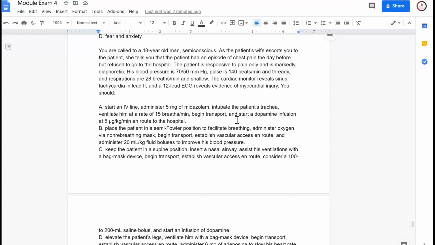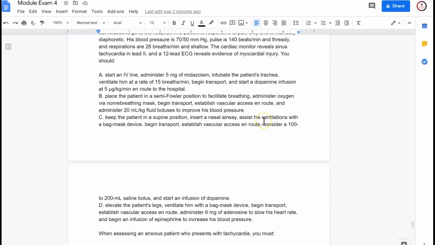Keep the patient in a supine position. Insert a nasal airway. Assist ventilations with a BVM. Transport. Consider access while en route. Consider fluid bolus and start an infusion of dopamine. Yes. Yes, baby medic. That is what we do. Elevate his legs, ventilate, and begin transport. Give him 6 milligrams of adenosine to slow his heart rate. Don't do that. That's going to kill him. C. Your answer here is C. That is what we do, baby medics.